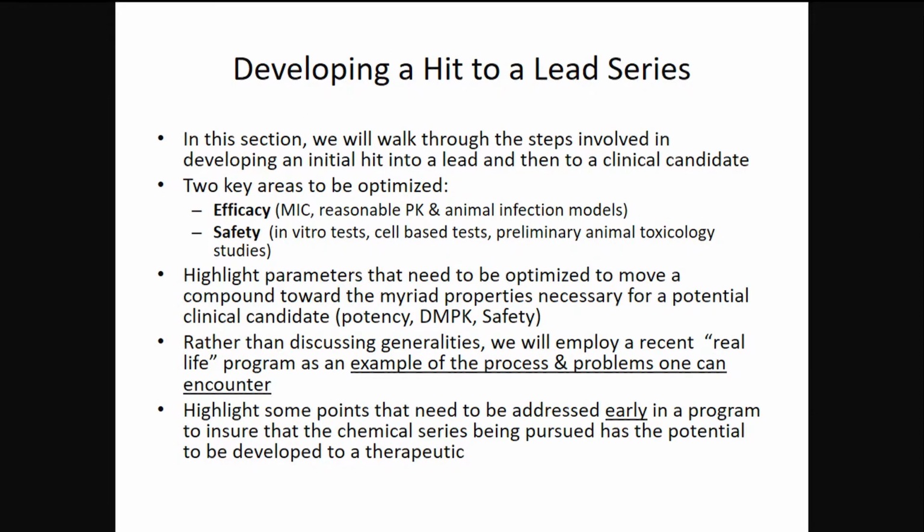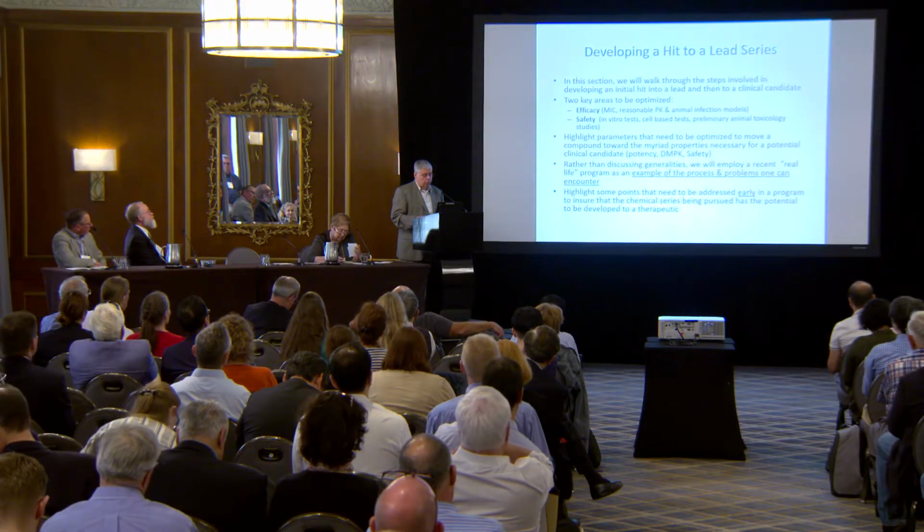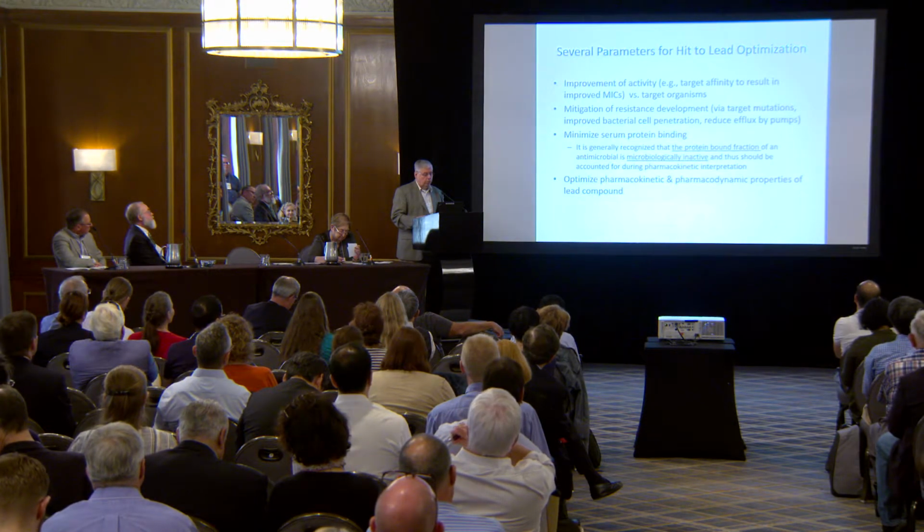So developing a hit to a lead, the 2 key areas really that you have to pay attention to are efficacy and safety. And as you go along, what you're going to do is start with some relatively simple assays, but then as you get further on and you start to develop your lead, you're going to have to do additional testing. But in the beginning, we really just look for MIC in whole cells, reasonable PK in animal infection models, and we do a number of in vitro tests for toxicology. So rather than discussing the generalities of this, what I'm going to do is give you a real-life example of something we did at AstraZeneca. But before I do this, I'm going to go through a few points here that are important.